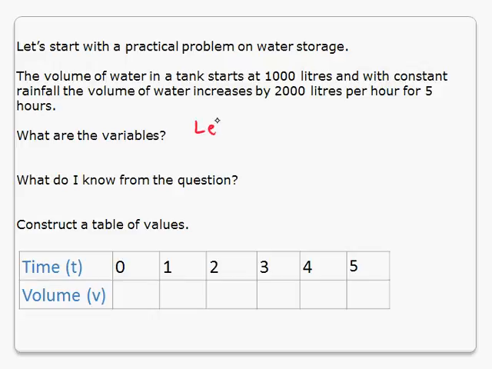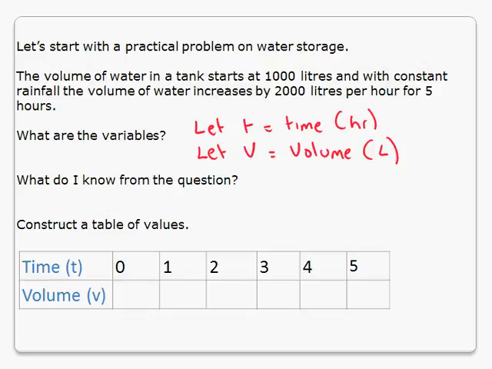Let us just make sure we write that down. Let t equal time, and I'm going to be measuring that in hours. And my other variable is that the volume is going to change as the time changes. So my second variable is volume, and I'm going to measure that in litres.